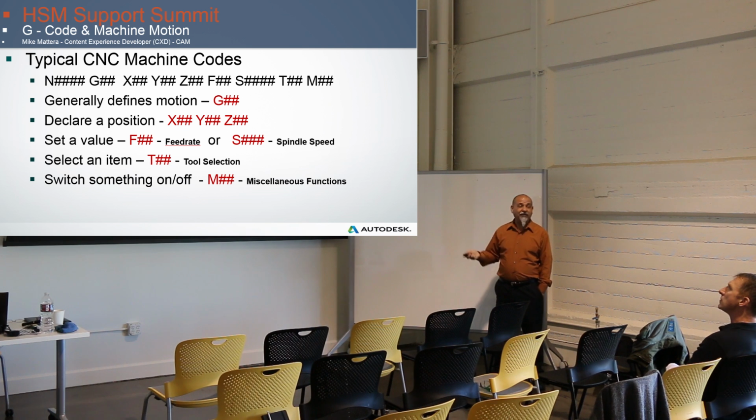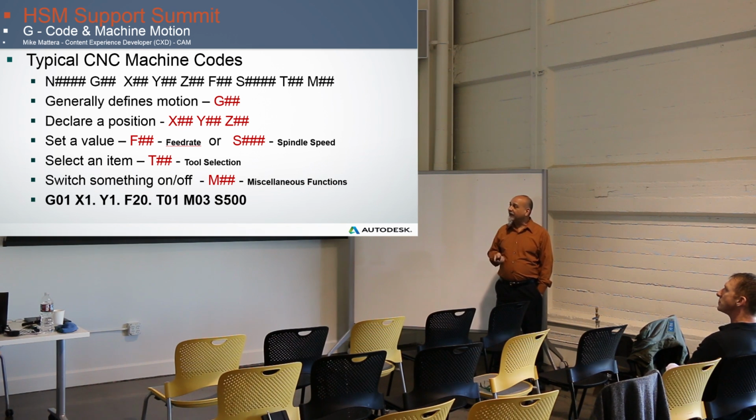So with just what we've learned so far, you should be able to look at this line of code and get a general idea of what's going on. So we got a G1, so that's a linear feed move. We're going to this XY position. That's my feed rate. I'm using tool 1, and I'm going at a spindle speed of 500 RPM. So the only one we don't know is M3.